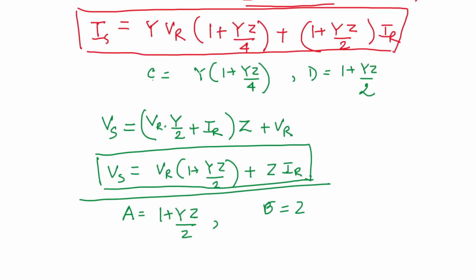So we evaluated ABCD parameters for pi representation as well. A is equal to 1 plus YZ by 2, B is equal to Z, C is equal to Y into 1 plus YZ by 4 and D is equal to 1 plus YZ by 2. So we have seen the ABCD parameter evaluation process for pi representation and T representation network, that both represent the lumped parameter model of a medium transmission line.